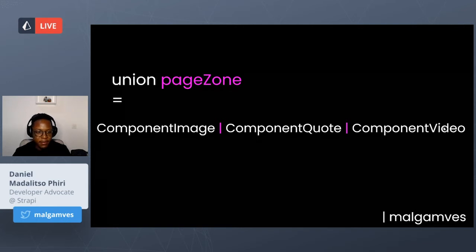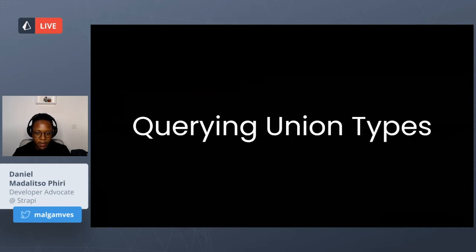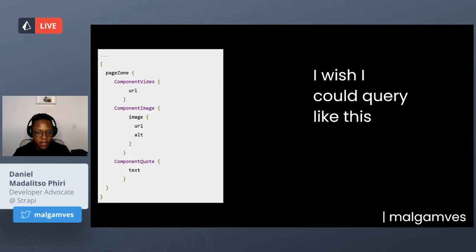Great. We have established how that looks in our query schema language. Now let's look at how we actually query our union types. This is how I wish, or at least how I tried, to query union types.